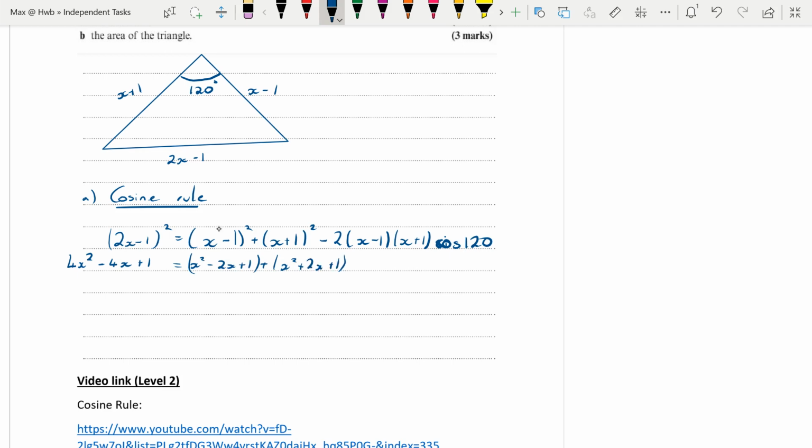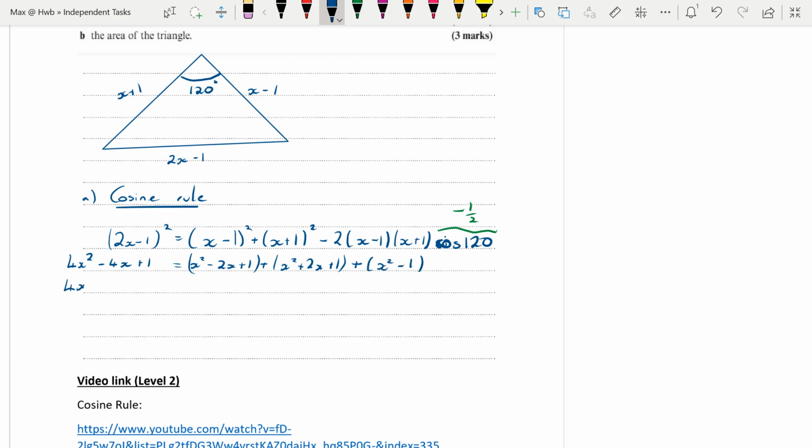So we already see some things are going to cancel. Now, cos of 120 is minus a half. So if I times the minus a half times the minus 2, I'm going to end up with positive 1. Those two change it to a positive and cancel out a little bit, okay? So all I need to do is expand this double bracket. If I expand it, I get x squared, plus x minus x, they cancel each other out, and then take away 1.